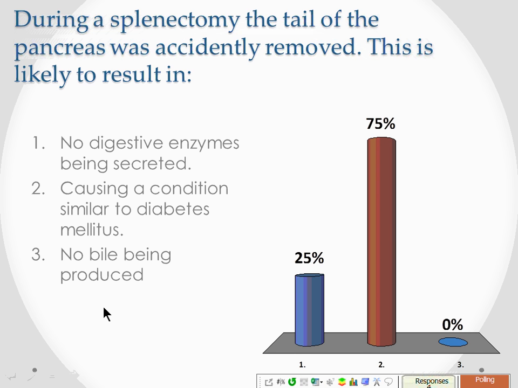Yes, you would have a condition very similar to diabetes because you're going to remove the islets of Langerhans. The digestion would still continue. In fact, it would keep pouring out of the cut end of the pancreas, okay? But if you remove that tail, the islets are removed, so diabetes would be produced. So that's one thing you have to worry about.